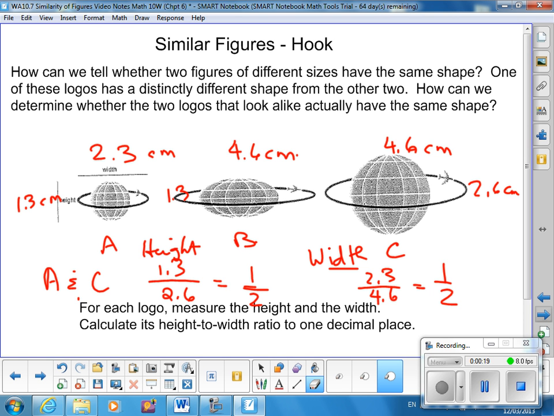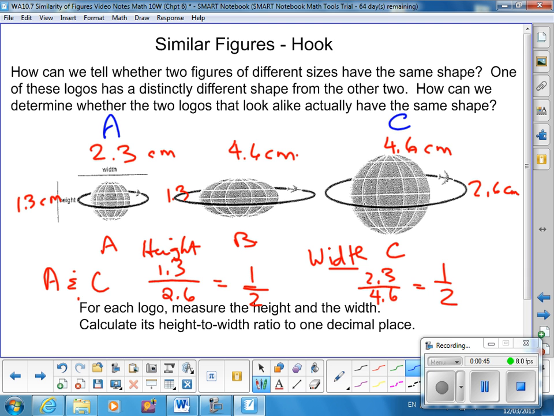So I'm going to give you the dimensions. One is 2.3 by 1.3 centimeters high. The other one is 4.6 centimeters wide by 1.3 centimeters high. And the last one is 4.6 centimeters wide by 2.6 centimeters high. So what we're going to do is compare A and C because they look the same shape.